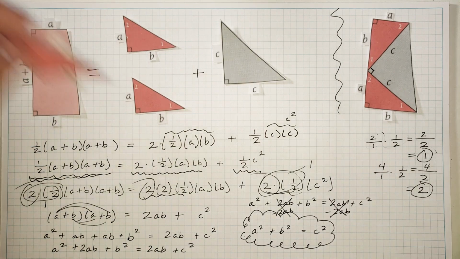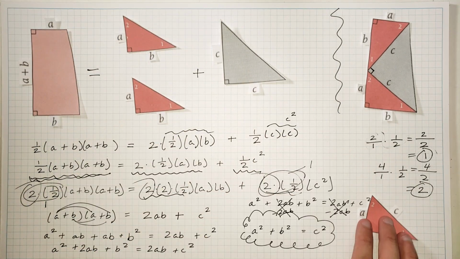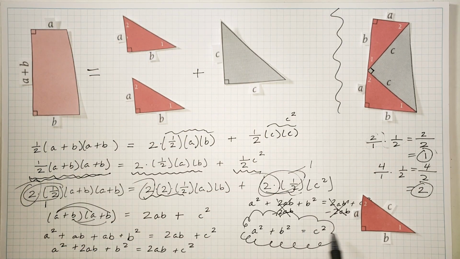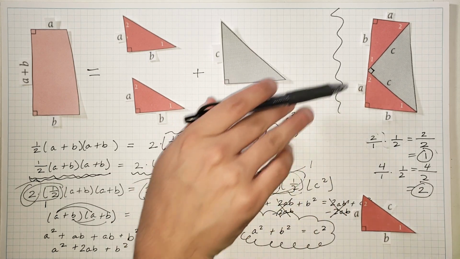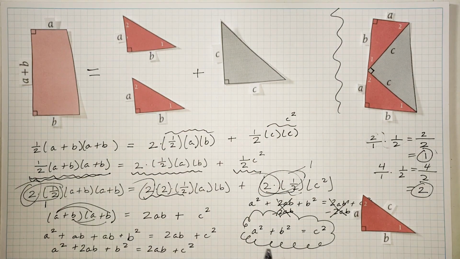But why is that? Why is this so important? Because this a and this b and this c are the same a, b, and c from the original triangles, the original shapes. So we get a squared plus b squared equals c squared, and that's the entire purpose of what we did in this video, or in these couple videos. Hopefully that made some sense.